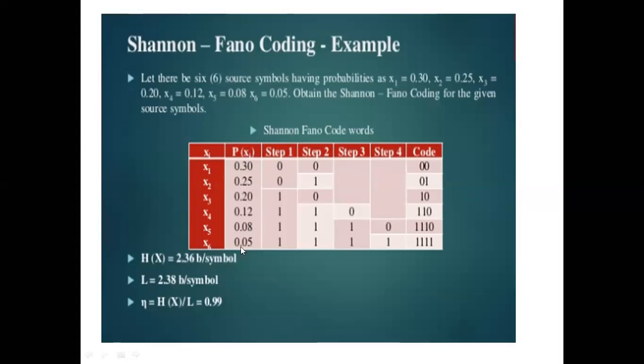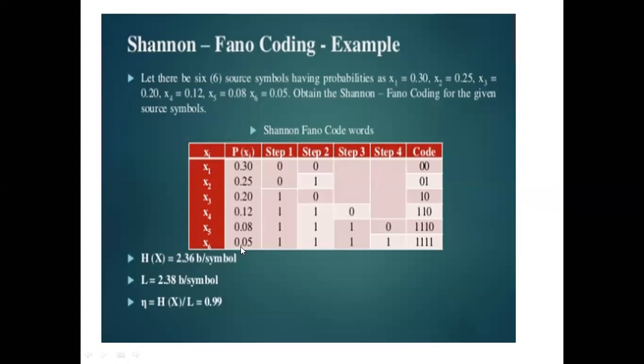Most of the time the probabilities will be given from higher to lower, but sometimes they might be jumbled. In that case, you are supposed to first list the probabilities in order from higher number to lower number. Clear? The first step is listing all the given probabilities of the source symbols from higher number to lower number.